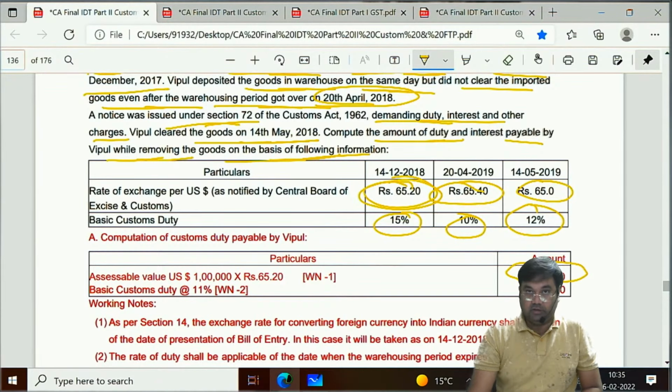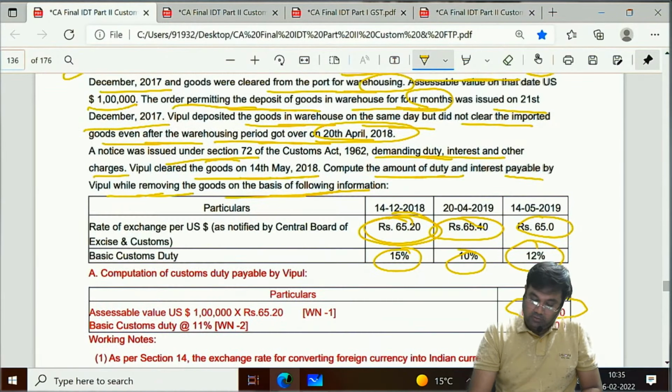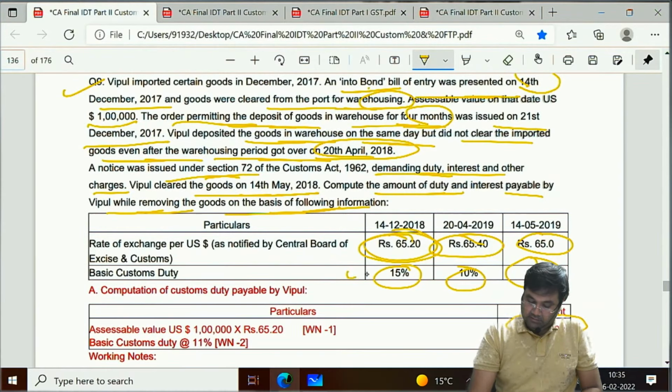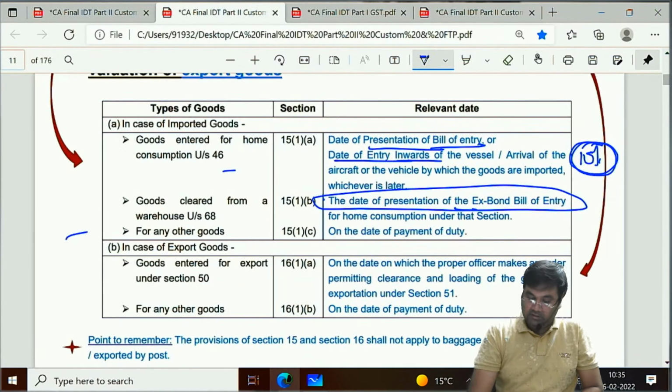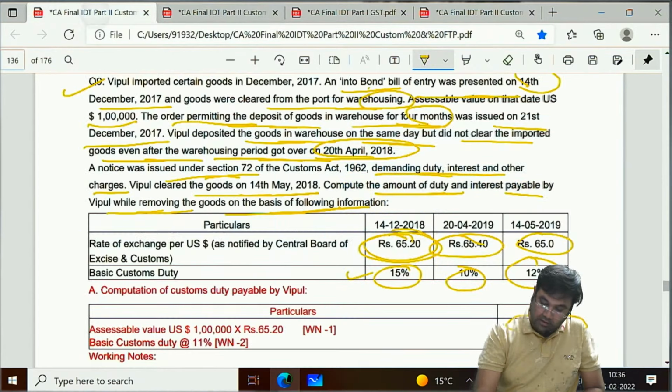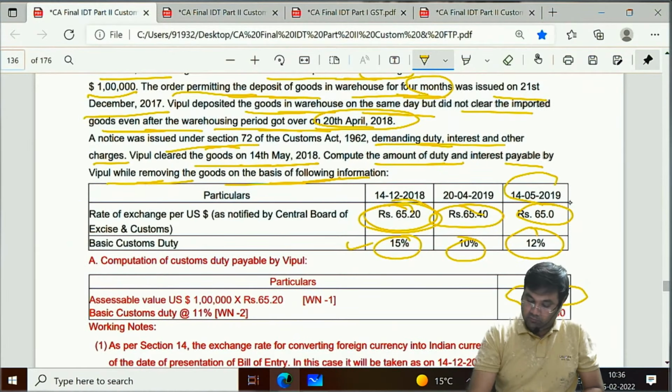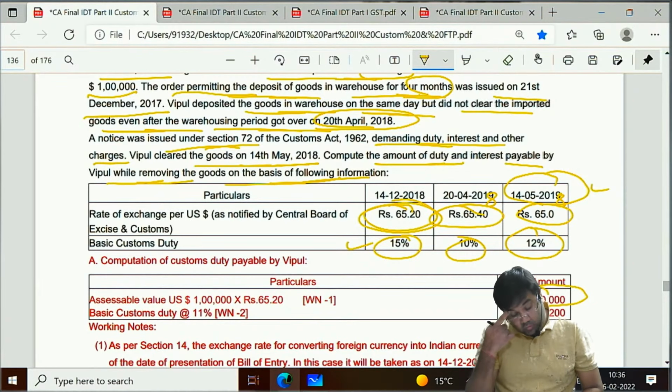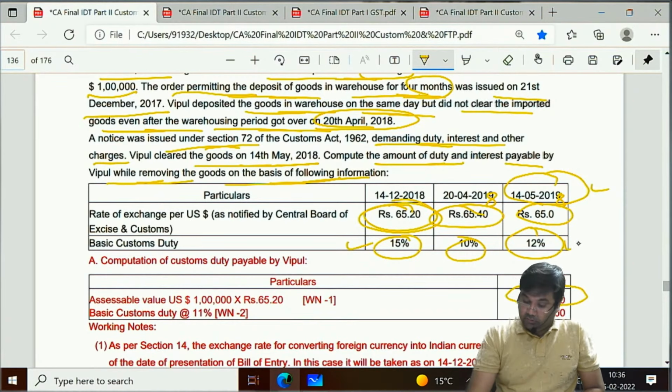Now the question comes: rate of duty. So is the rate of duty this one? No, because section 15(1)(b) says that in case of warehoused goods, the rate is of the date the ex-bond bill of entry is presented. The ex-bond bill of entry was presented on 14/5/2019. Actually the dates are incorrect. This is 18 only. This is 18 only.